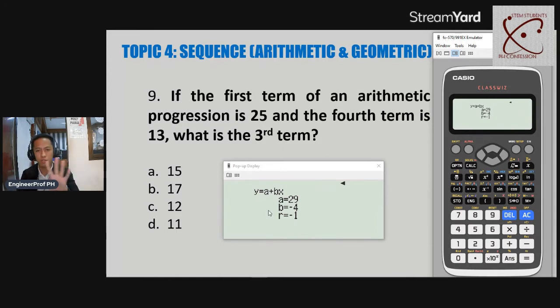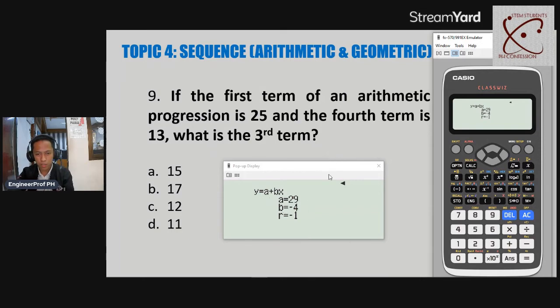So dito, eto na yung equation ng ating arithmetic progression. It is in the form y is equal to a plus bx, wherein a from this data na ginamit natin based from the data before, yung columns, di ba? So A is 29, B is -4. So basically, this is the equation. So dito ang hinahanap natin is the term. So that is Y, di ba? Y doon sa column natin.